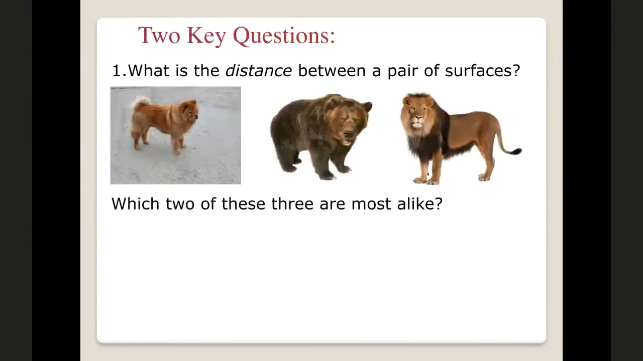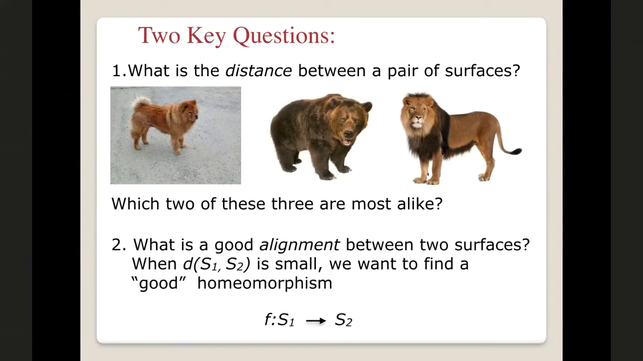Okay, so when we ask these questions, there are actually two things we want to answer when we ask what is the similarity between two shapes. The first one, which I've discussed already, is what is the distance between a pair of surfaces? So if, for example, we have three shapes, which we're going to be thinking of as three genus zero surfaces each with a Riemannian metric, the first question we can ask is what's the distance between these pairwise? Which two are most alike? And the second problem, which is also very important for applications, is if you have two surfaces which are fairly close, can you find a good alignment between them?